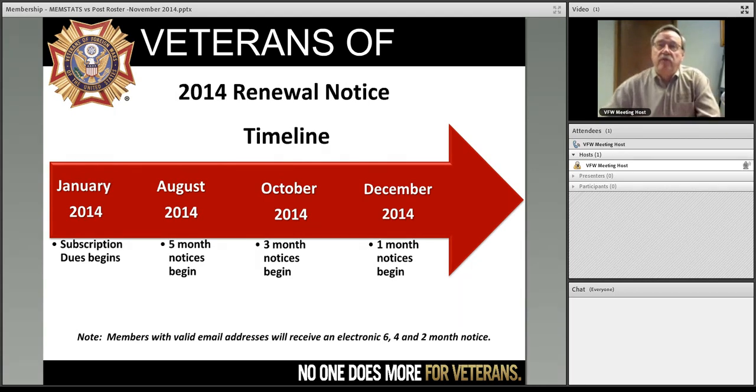Another tidbit of information down at the bottom, it says, note, members with a valid email address will receive an electronic 6-month, 4-month, and 2-month notice. These email collection notices are sent out prior to the mailing, in the hopes that that member will pay us before we have to expend the money and postage on a dues notice. So it gives us a little bit of extra bang for our buck, and that's what we need today in this economy.